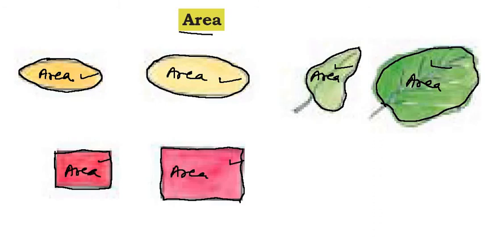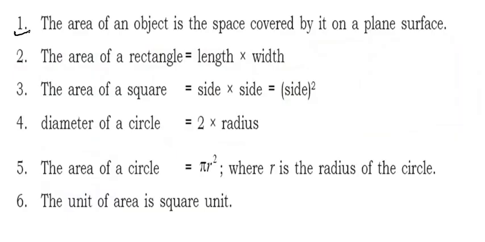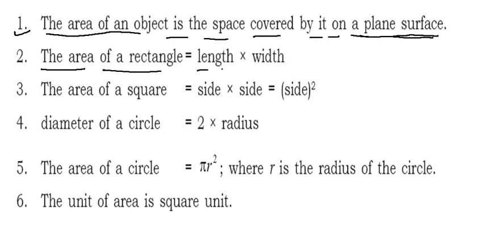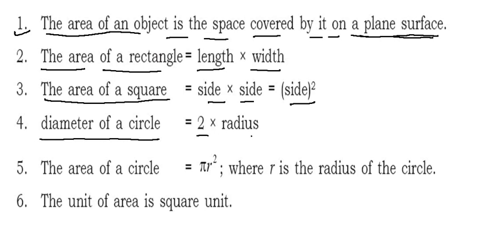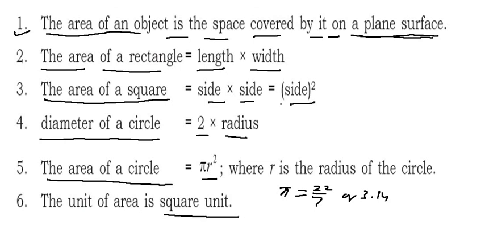Now come to the next one. The area of an object is the space covered by it on a plane surface. Always remember it is on a plane surface. The area of a rectangle is length into width, and the area of a square is side into side, you can say side square. The diameter of a circle is 2 into radius. The area of a circle is pi r square, where r is the radius of the circle, and pi, as you know, is 22 upon 7 or 3.14. The unit of area is the square unit. So you can remember this.